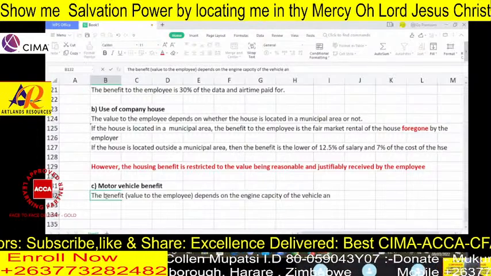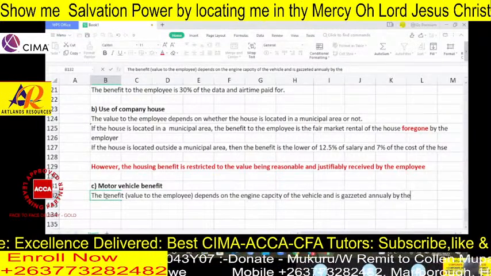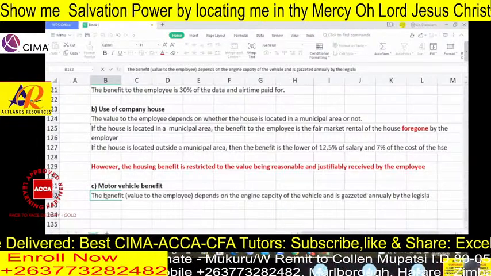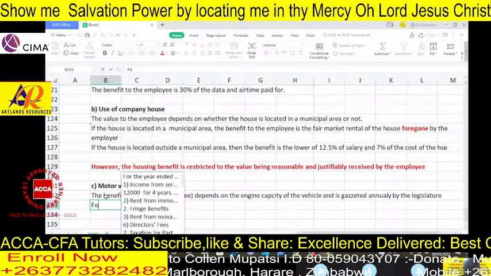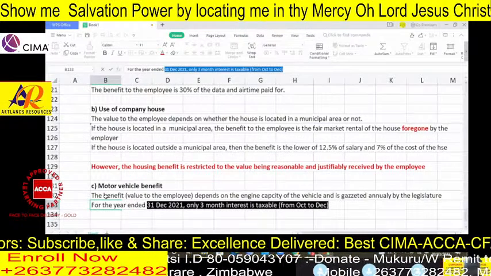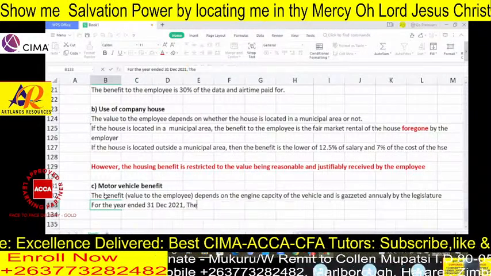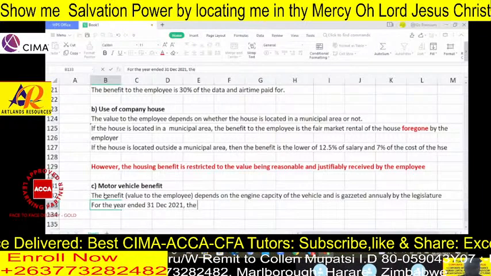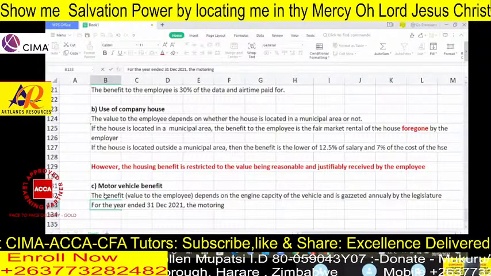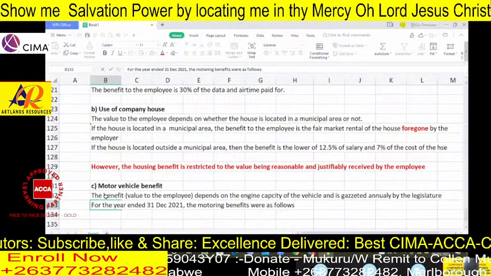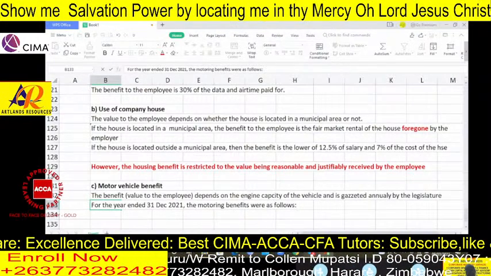Of the vehicle and is gazetted annually by the legislature. For 2022, for the year ended 31 December 2021, the motoring benefits are as follows. The motoring benefits were as follows. So this was for the year ended 31 December 2022. So allow me to open.